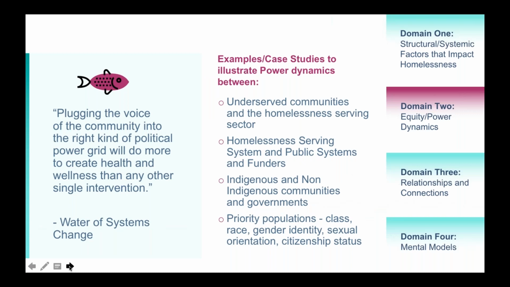So let's talk a bit about domain 2, which is equity and power dynamics. Plugging the voice of the community into the right kind of political power grid will do more to create health and wellness than any other single intervention. In domain 2, equity and power dynamics, we begin to consider how unequal proximity to power and privilege further challenge our ability to transform the way we provide homelessness services across systems.